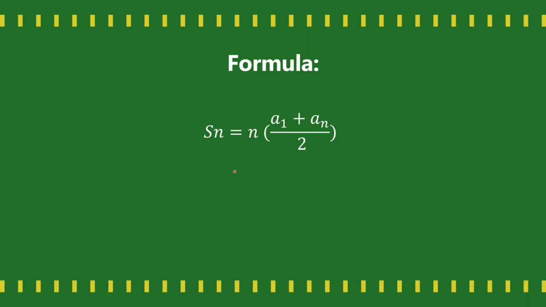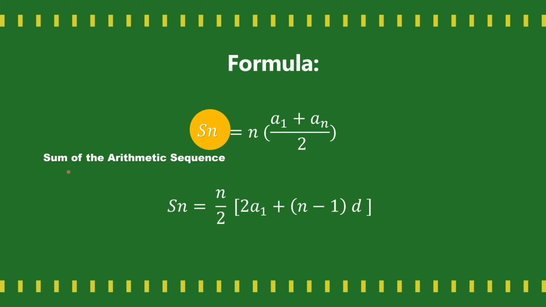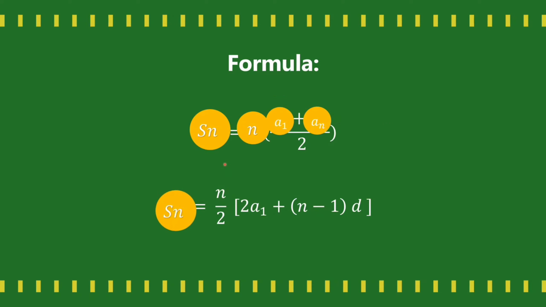And if the first term is given and not the last term, we can use S sub n is equal to n over 2, open bracket, 2 times a sub 1 plus open parenthesis n minus 1 close parenthesis times d, where S represents the sum of the arithmetic sequence, n is the number of terms, a sub 1 is the first term, and a sub n is the last term. So S sub n again is the sum of the arithmetic sequence, n is the number of terms, and a sub 1 is the first term.